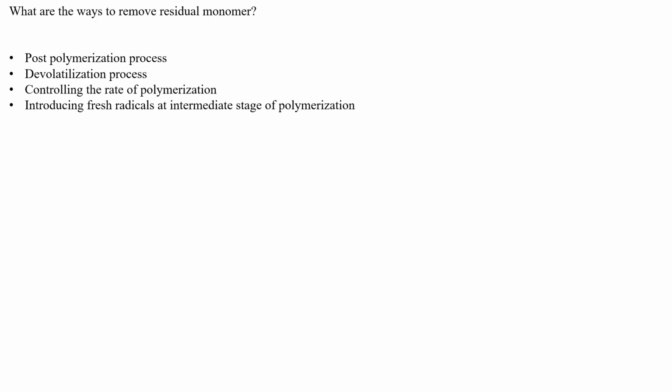Post-polymerization process consists of introducing a fresh radical generating system to polymerize the remaining monomer at the completion of the main polymerization process. So when the polymerization is over, if any leftover monomer is there, we introduce some fresh radicals and polymerize it also. So the answer for this question is points one and two.